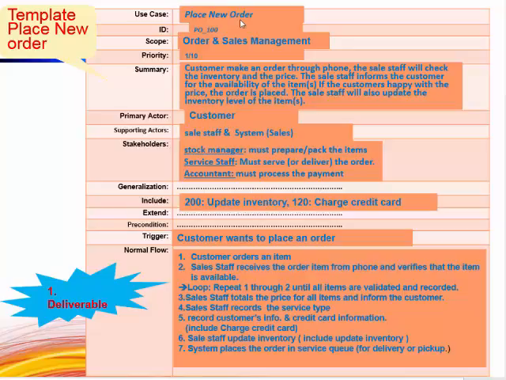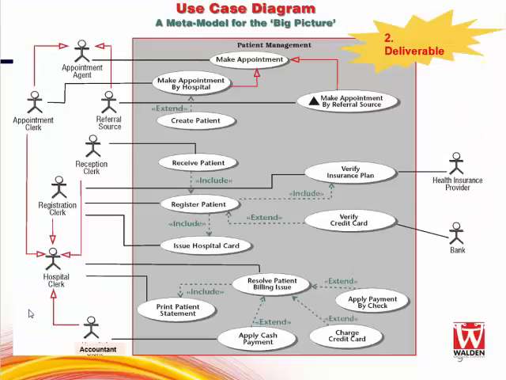Here shows the second deliverable, the use case diagram. It's an example for the patient management subsystem of Walden Medical Center. The use case diagram is a metadata for describing the relationships of actors and the use cases in the subsystem. The internal structure and the scenarios of individual use cases are described in separate templates.